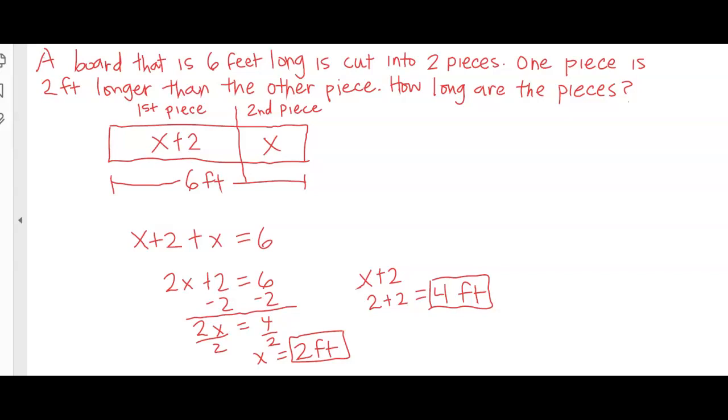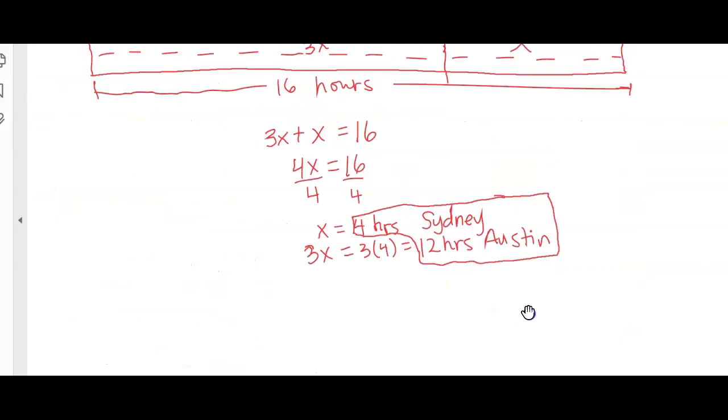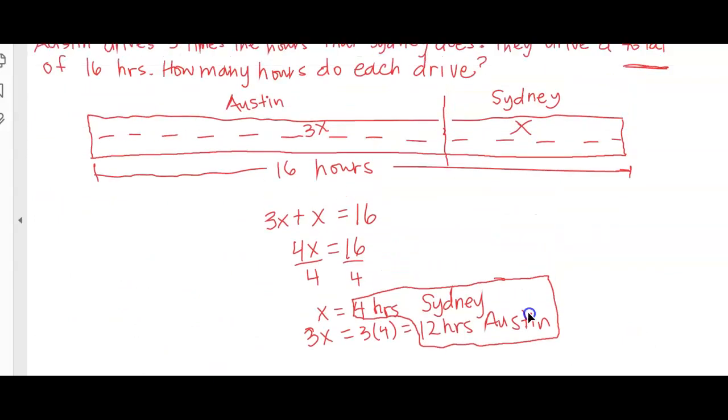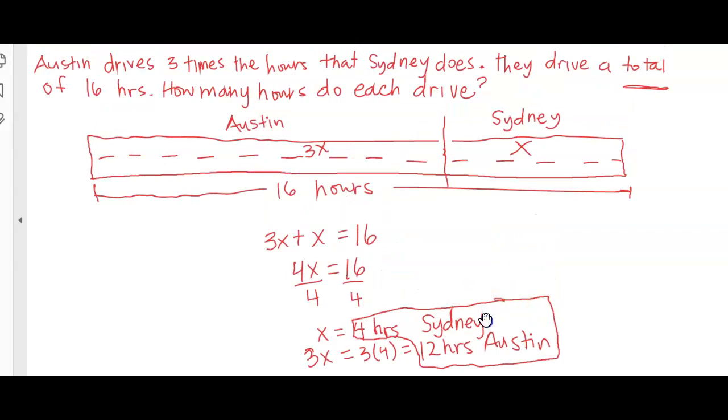So our answer couldn't be 1 and 5, even though when I add 1 and 5 together I do get 6, because that isn't where one piece is 2 feet longer than the other piece. Similarly, if you check this with our other question, it needed to be 16 hours. We're saying that Austin drove 12 hours and Sydney drove 4 hours, and together those do equal 16 hours.